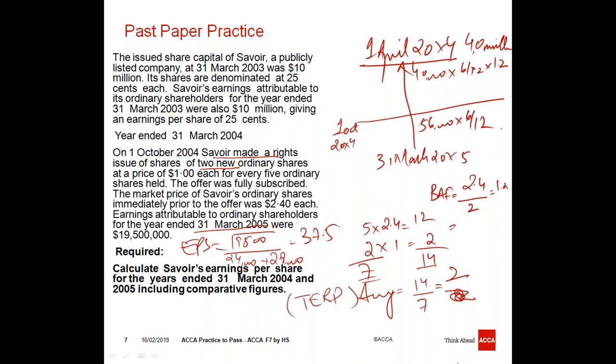Where did 40 million come from? 40 million is actually taken from the previous data, that is, we have calculated it here. So this is the point from where we got the value of 40 million.